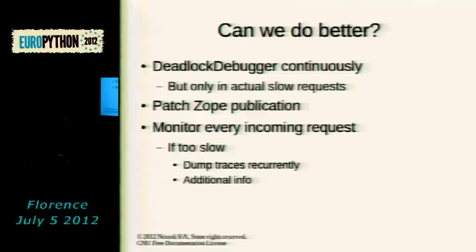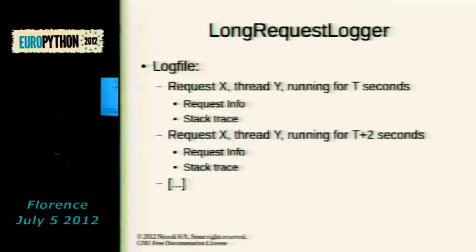What if we put deadlock debugger inside the actual Zope publication mechanism and monitor all the incoming requests, but dump traces of only the ones that were slow? And we could also be smarter, and in the process of dumping those traces, like I said, there's local variables available for each of those traces, we could actually extract more information out of it, like what was the URL, what was the user accessing. You could basically pull any information from any frame that you want. You just need to identify the frame and pull the variable from inside it.